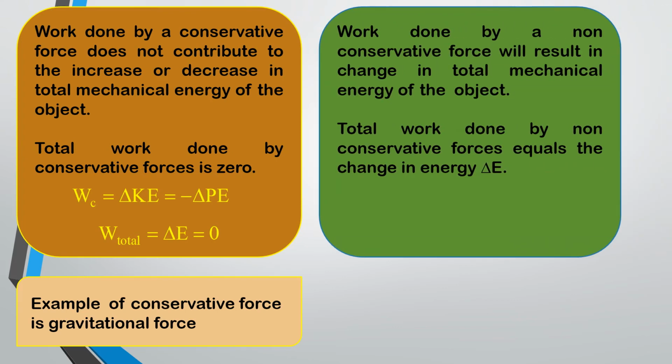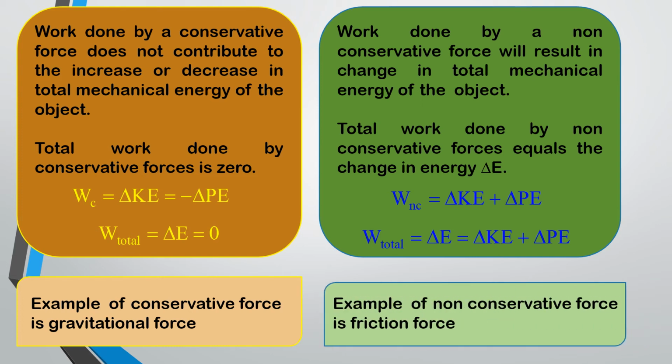Work done by a non-conservative force will result in change in total mechanical energy of the object. Total work done by non-conservative forces equals the change in energy, delta E. Work done by a non-conservative force equals the change in kinetic energy, delta KE, plus change in potential energy, delta PE. Example of non-conservative force is friction force.